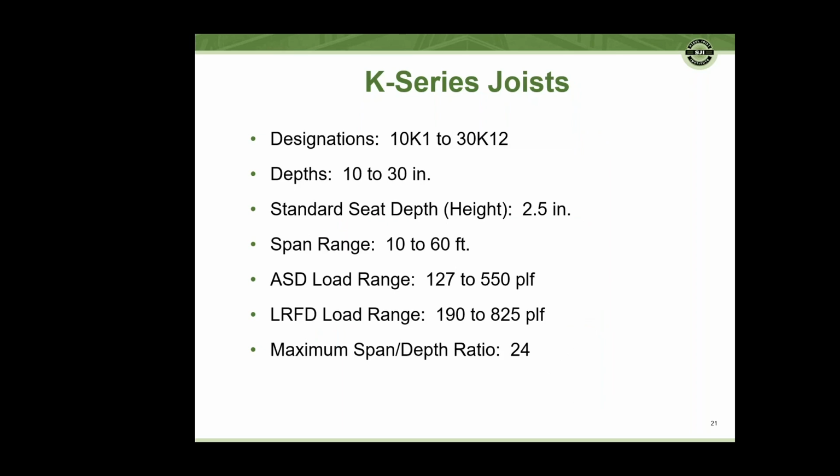This is a summary for the K series of everything involved there. We have designations from 10K1 to 30K12. So that's depths from 10 to 30 inches. The standard seat height is 2.5 inches. The range of spans is from 10 feet to 60 feet. And what's listed here is the range of loads. The lower bound really is not that significant, but the upper bound is worth noting of 550 PLF for ASD, 825 PLF for factored LRFD. And the maximum span to depth ratio is 24. That's taking inches to inches.